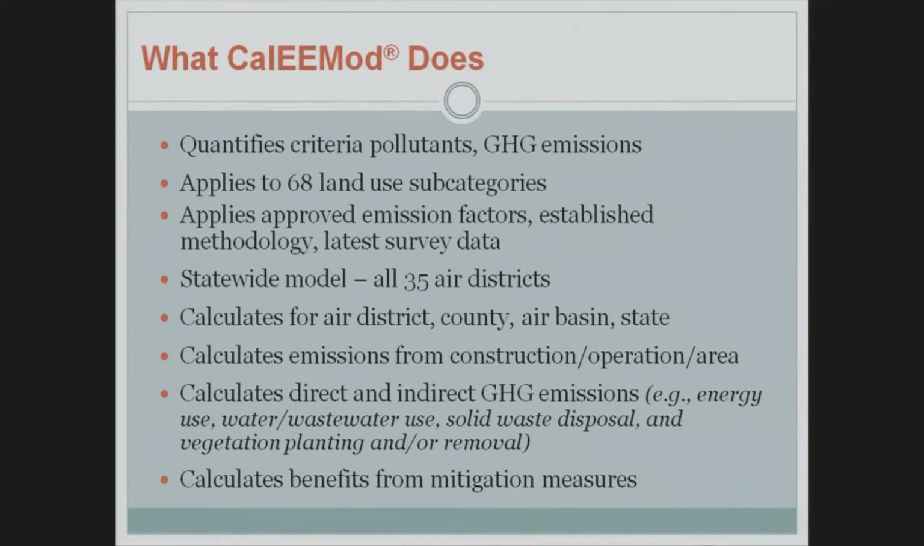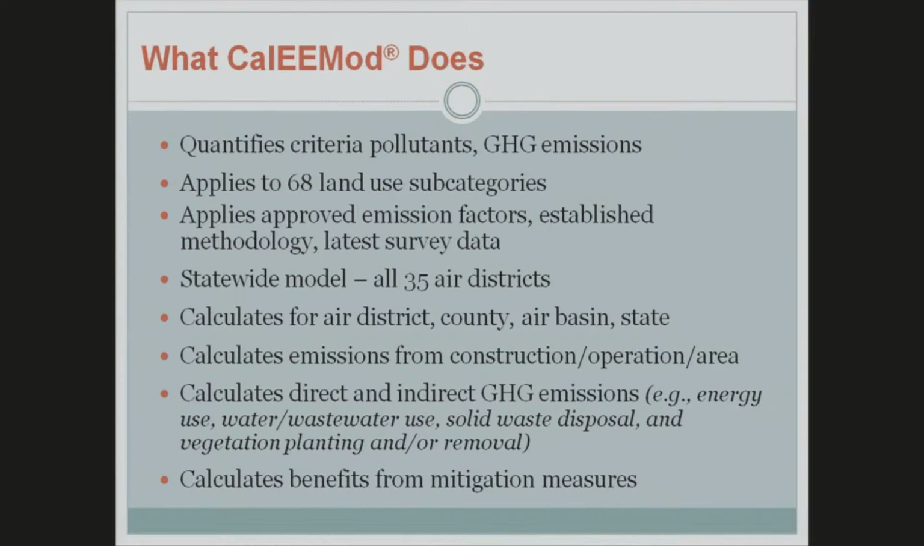Okay, CalEEMod. So for those of you who don't live in California or been kind of living under a rock, we did come out with a computer model called the California Emissions Estimator Model, and it quantifies both criteria pollutant and greenhouse gas emissions from various different types of land use projects. Land use, by the way, is something like a residential, more specifically single-family housing or apartment buildings, or commercial facilities such as a general office building, and going down the line, retail, recreational, educational facilities, et cetera. So we evaluate 68 different types of land use categories.